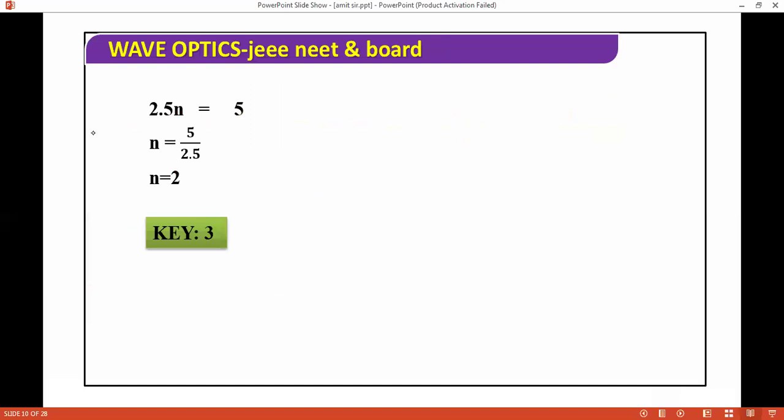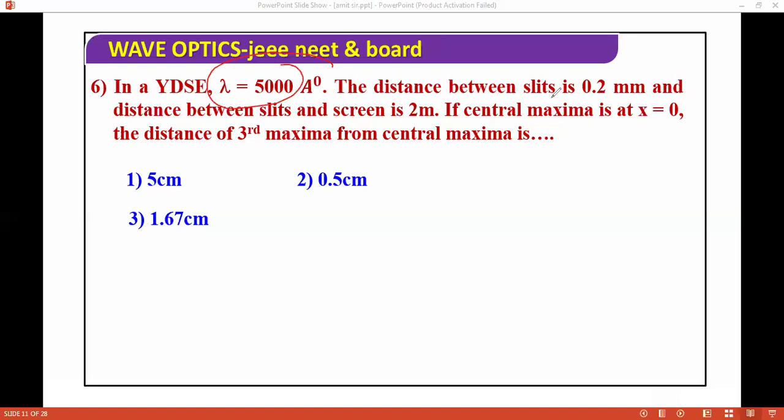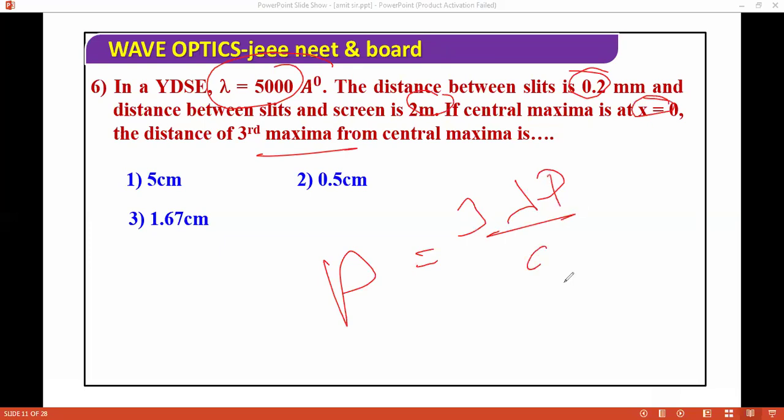In the experiment, lambda is 5 and the distance between the slits is 0.2, and the distance between the slits and the screen is given. The distance of the maximum from the central maximum, beta, is 3 lambda D by d. You put in the values and you will get the answer.